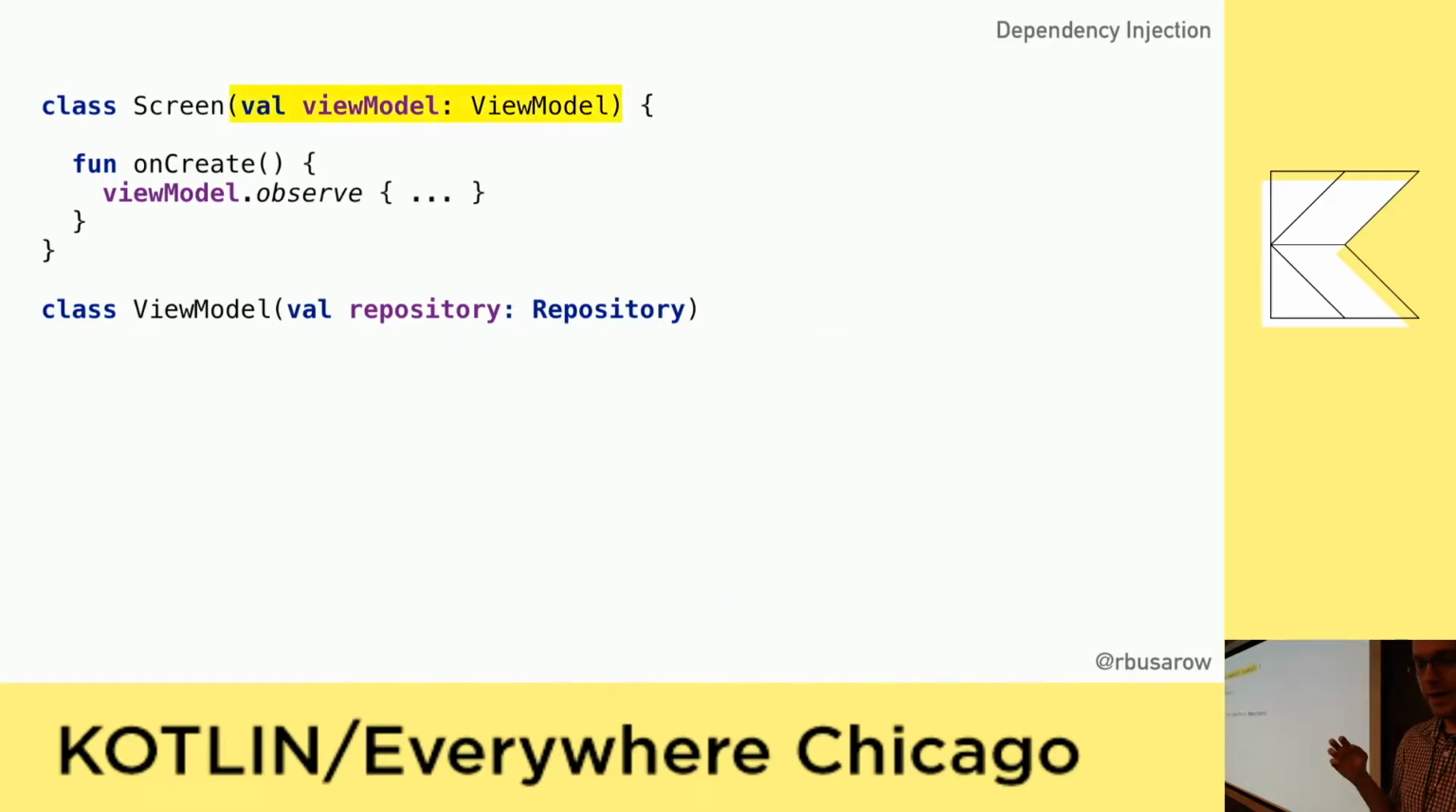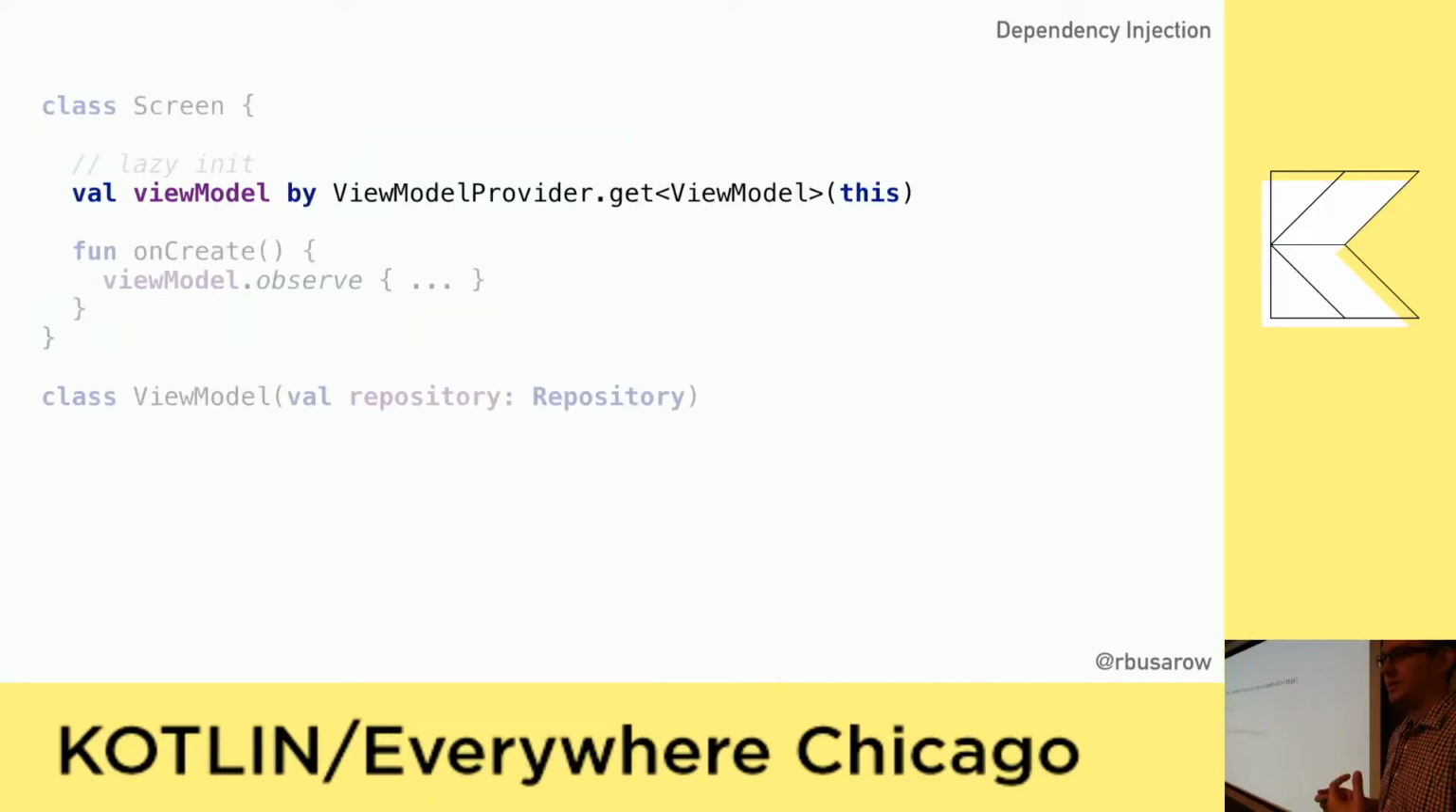We can't inject the ViewModel, and we don't know how to create it. So what we have to do is to use a ViewModel provider. Right? This is a mock-up of the Android architecture component ViewModel provider, and it's capable of creating the ViewModel for us and giving it to us.